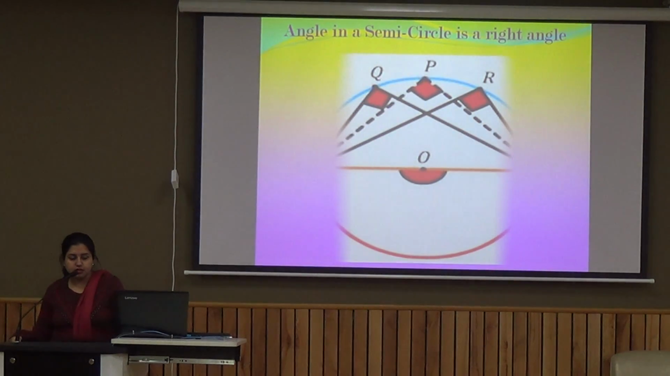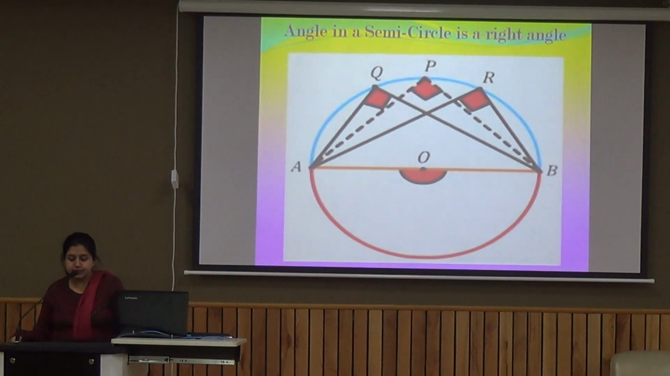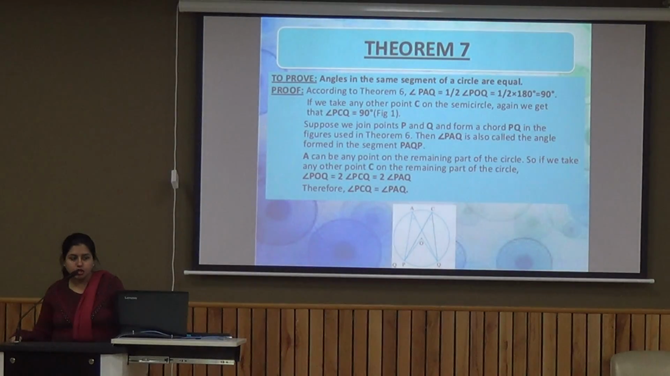Angle in a semicircle is a right angle. As it is clear from the figure, AOB is the chord or the diameter, and the angle at the center is 180 degrees. Now all the angles in the semicircle, say AQP, APB and ARB, would be 90 degrees. Thus we have concluded that the angle in a semicircle is a right angle.